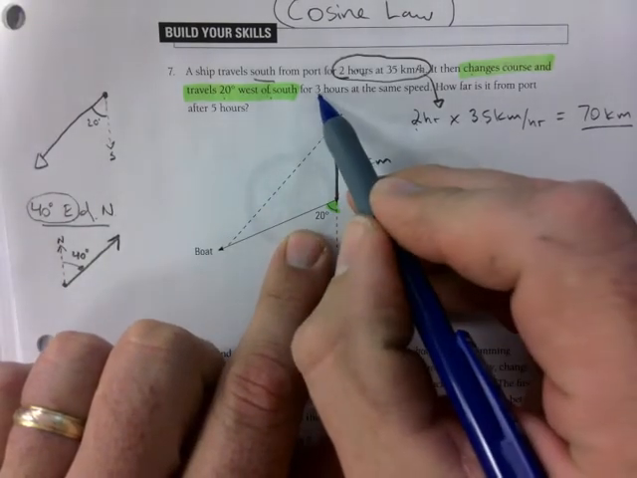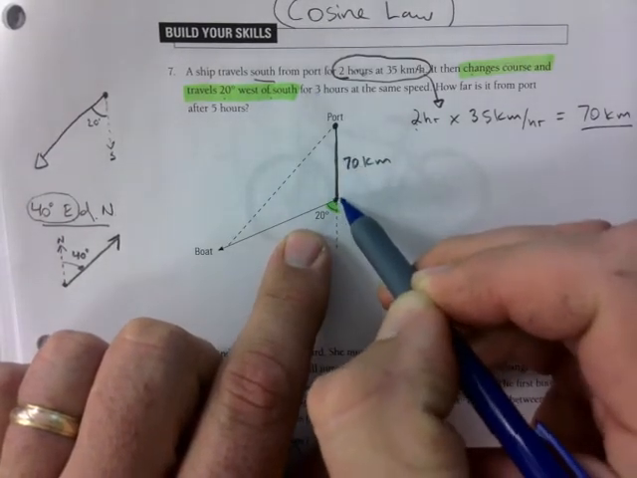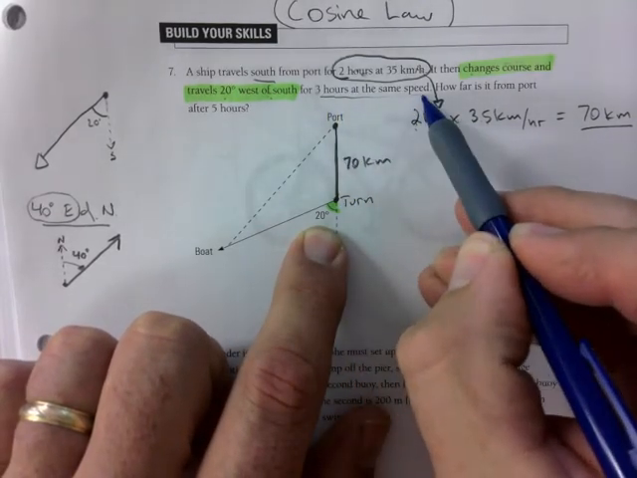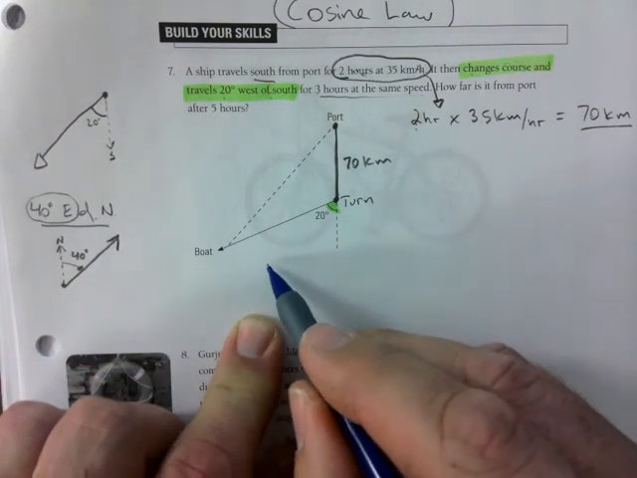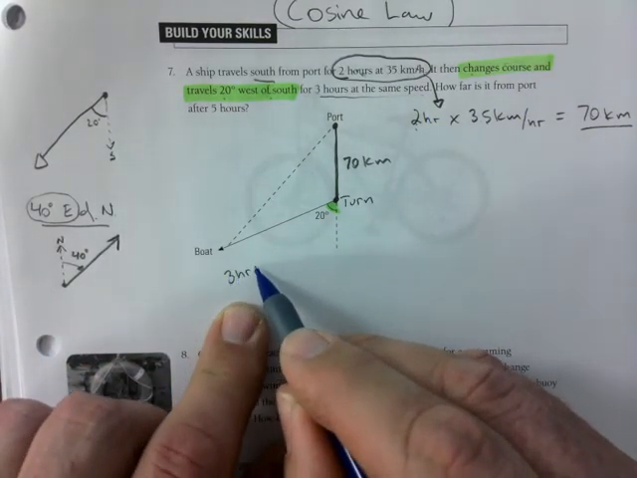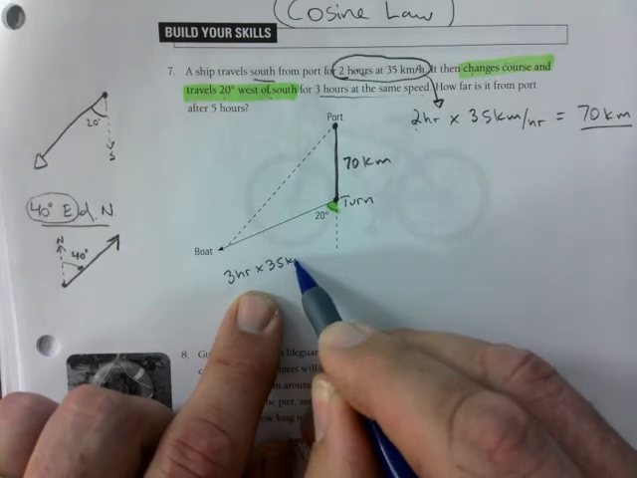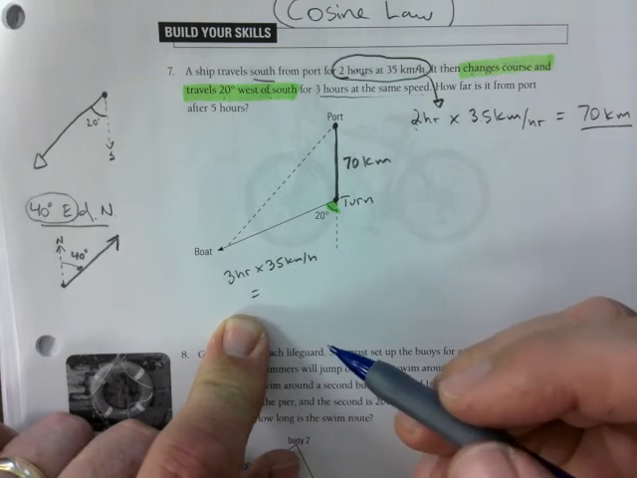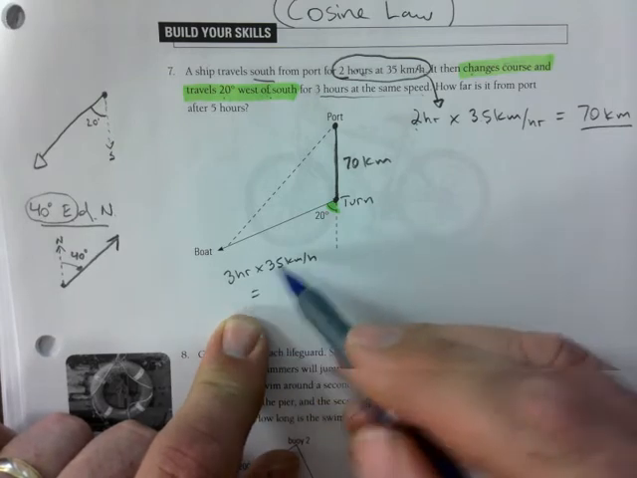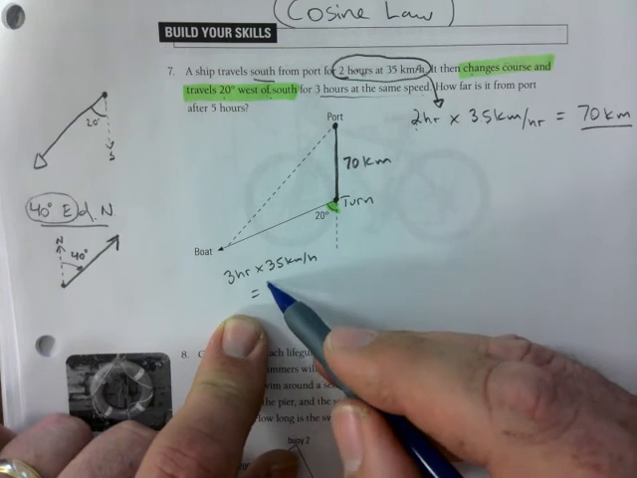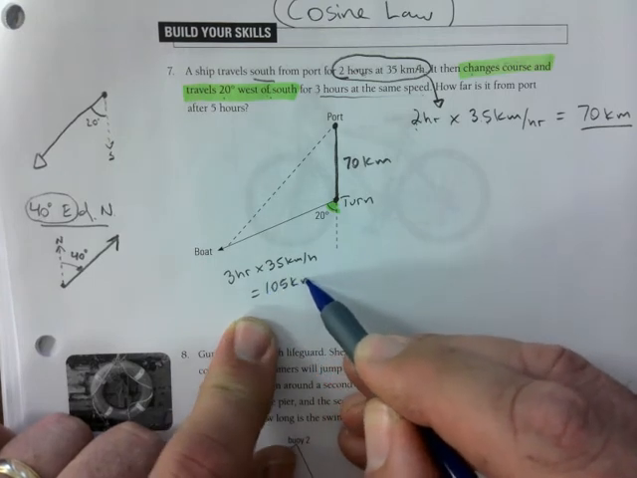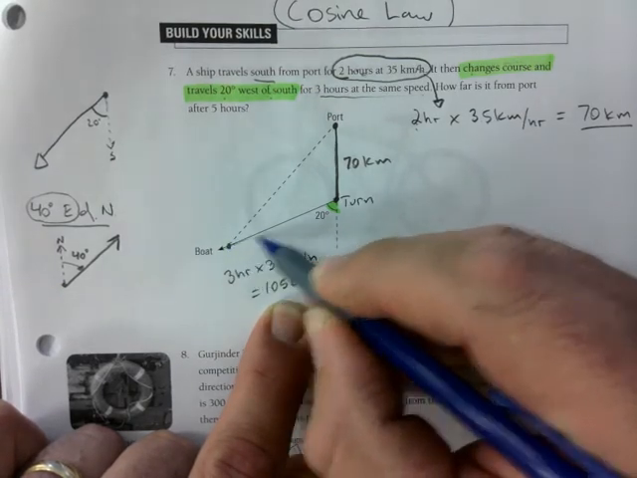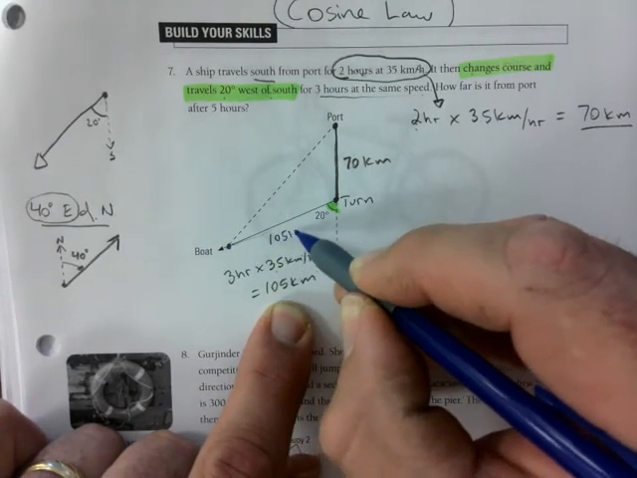Okay, and then you turn here. This is the turn, right turn, okay. And then you travel 3 hours at the same speed. So 3 hours times 35 kilometers per hour. So what is that? 3 times 30 is 90. 3 times 5 is 15. So that's 105 kilometers that you will have traveled if you travel the same speed. So this side of the triangle is 105 kilometers.